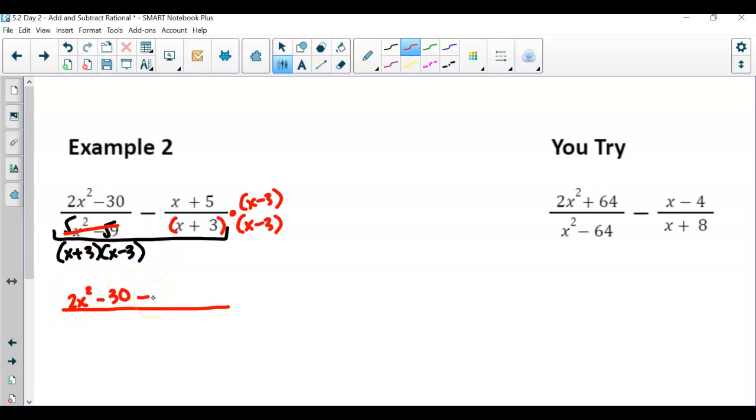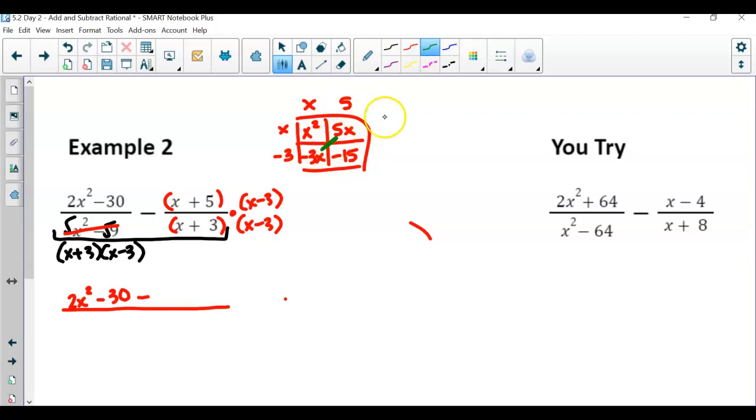Then minus, here now I notice I do have two binomials that are being multiplied. So we do need to do box method with the two binomials. x plus 5 times x minus 3. Here I've got x squared and 5x, negative 3x, and negative 15. Then, of course, combine like terms, which 5x minus 3x is now 2x. Here I've got x squared plus 2x minus 15 over x plus 3 times x minus 3.